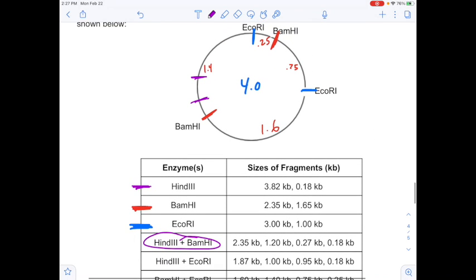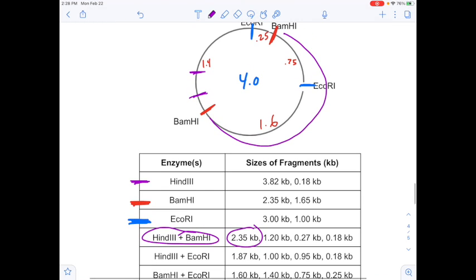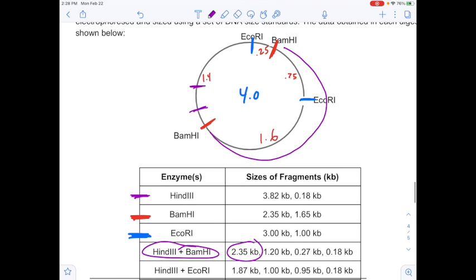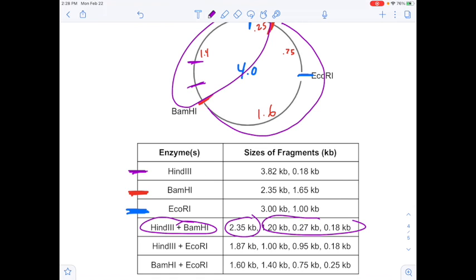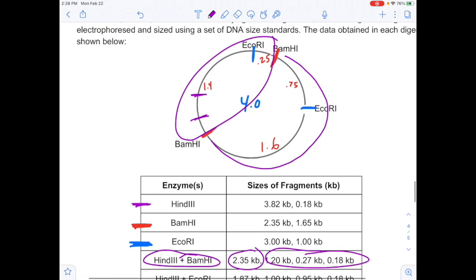So if I just use BamHI and HindIII, I end up with a 2.35 section, which would be that. Okay, the 1.6, let me just check, 1.6 plus 0.75, 2.35. So basically you get that giant section that's left uncut by the enzymes. And then the section here is going to contain those three. So we need a 1.20, a 0.27, and a 0.18. So the 1.20 would be from here to here.